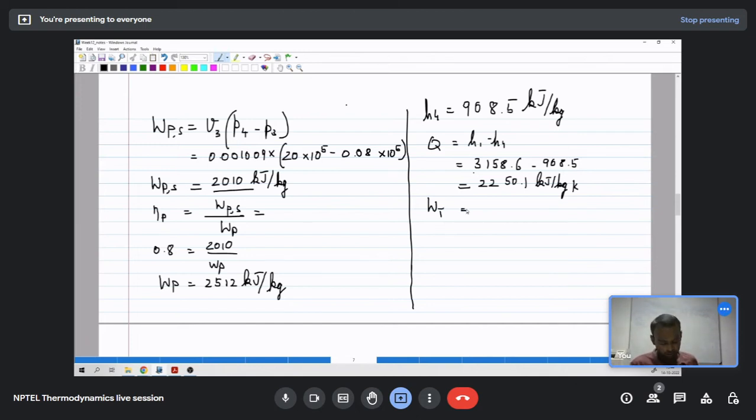I think this is not in kilojoules. We have meter cube here, and we have Pascal here, so this is in SI unit, so this is joule per kg, which means it is only 2.01 kilojoule per kg. All other terms we had in kilojoule, so that is why we saw a very high value here. This is 2.512 kilojoule per kg.